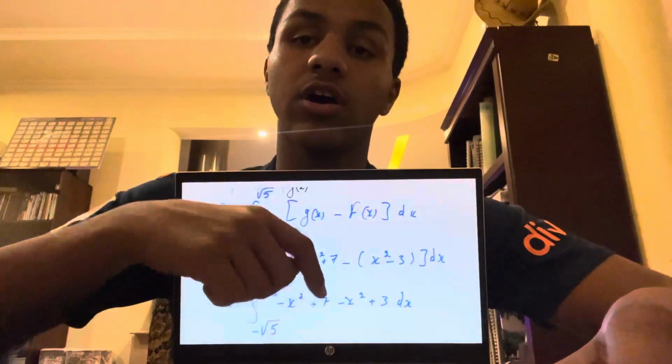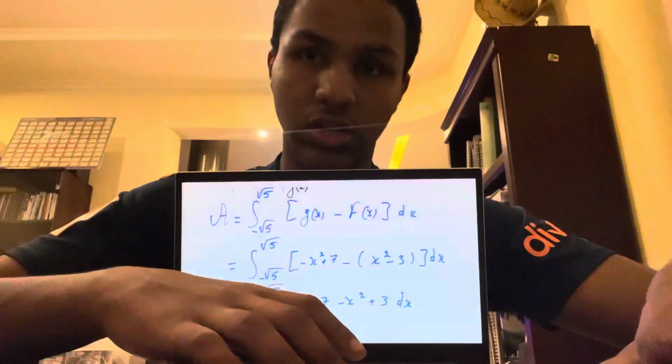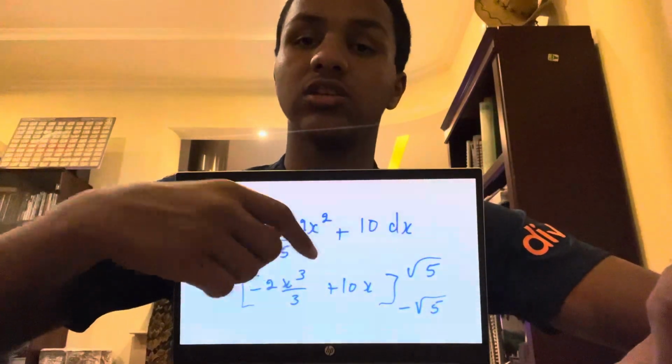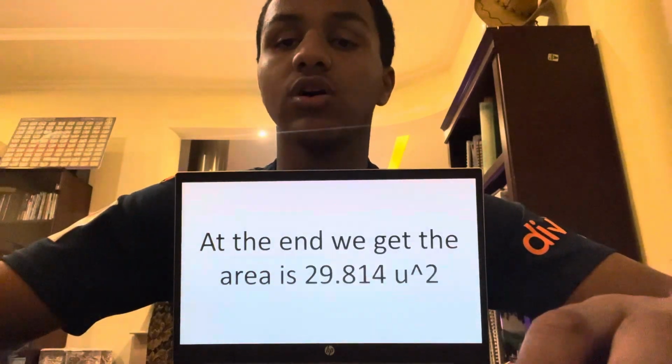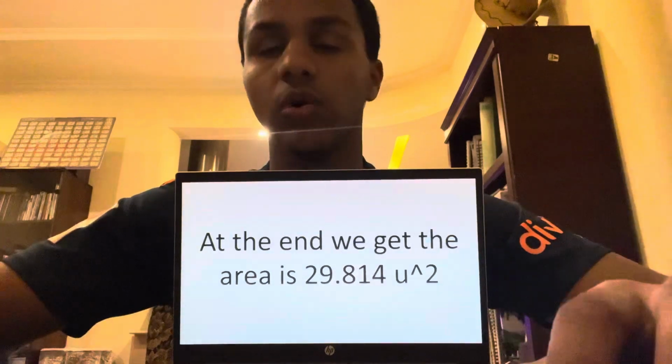And then we're gonna substitute values, and at the end we're gonna get this equation, and we're gonna have to do this integral, and at the end we're gonna get a result of 29.814 u squared.